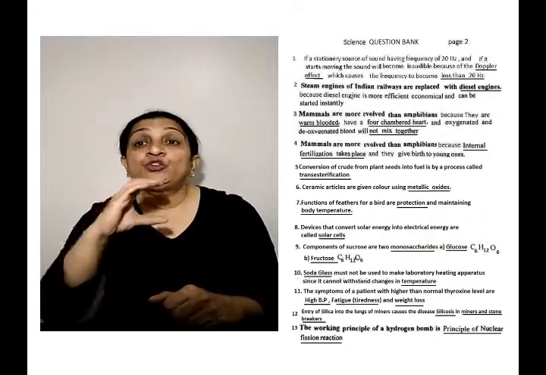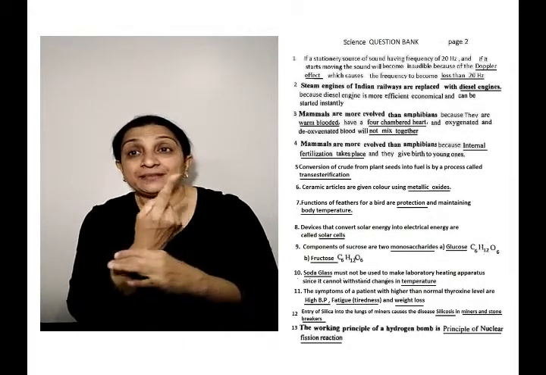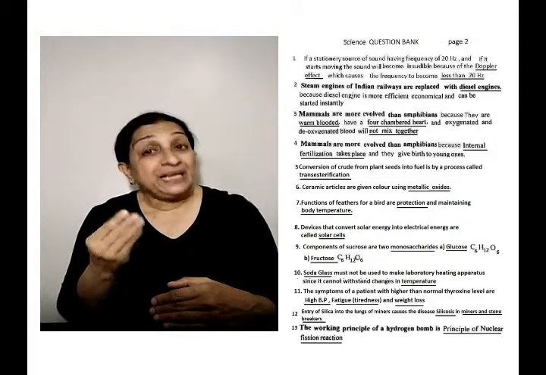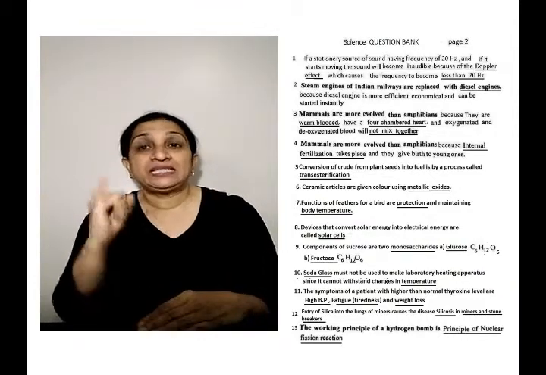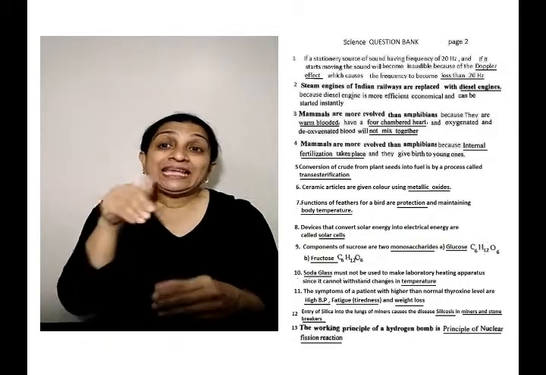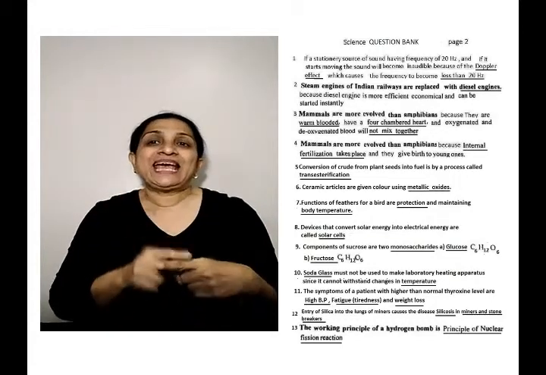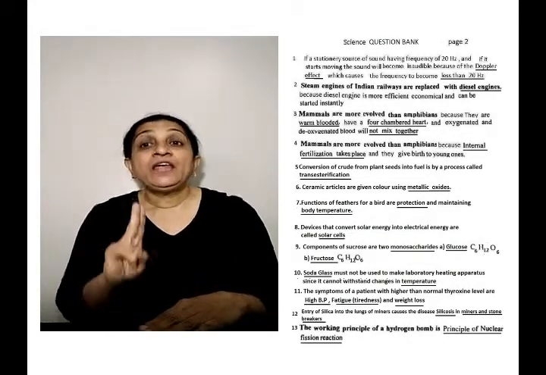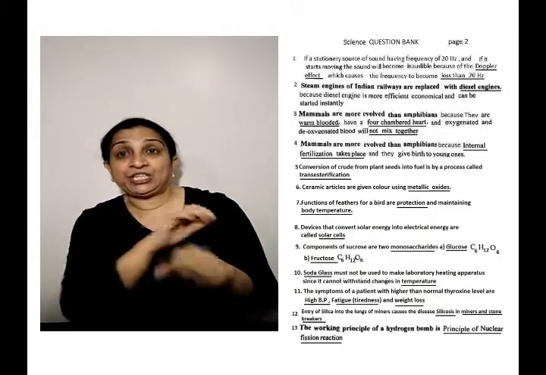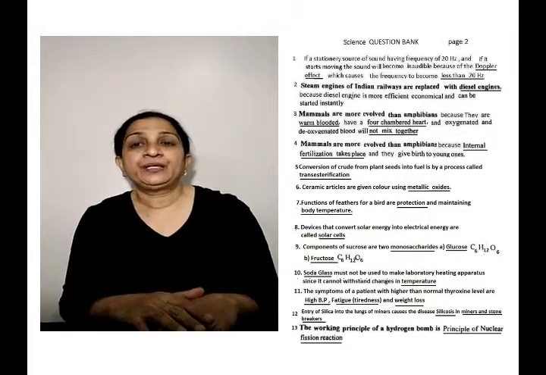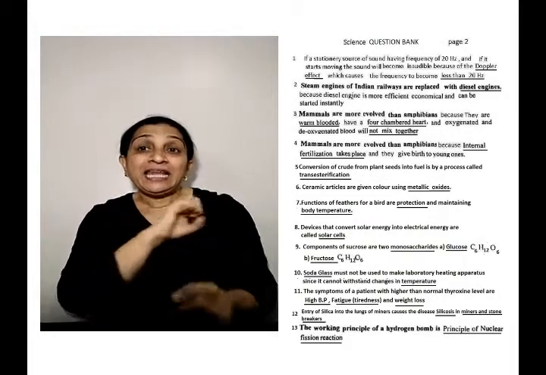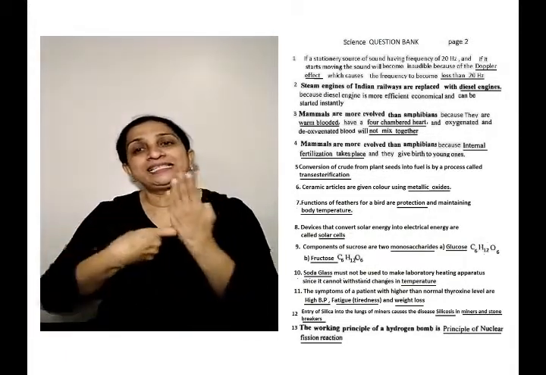The conversion of crude oil from plant seed to fuel is by a process called transesterification. Please remember the spelling. Sixth one, ceramic articles you put inside color using metallic oxides. Seventh, the function of feathers of a bird is for protection and maintaining body temperature. The devices that change solar energy into electrical energy are called solar cells.